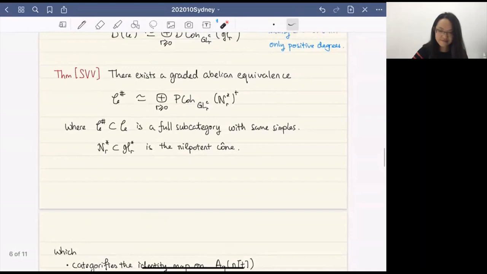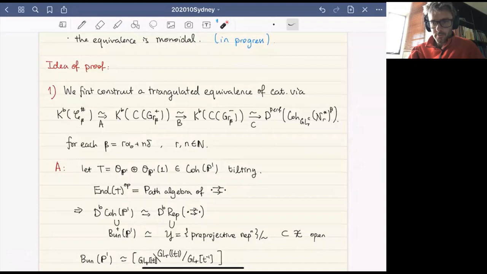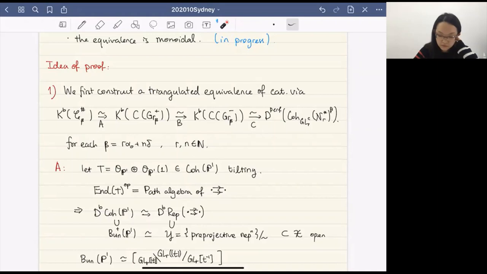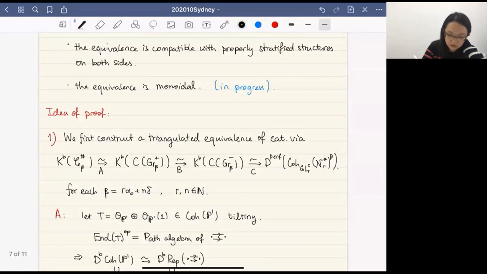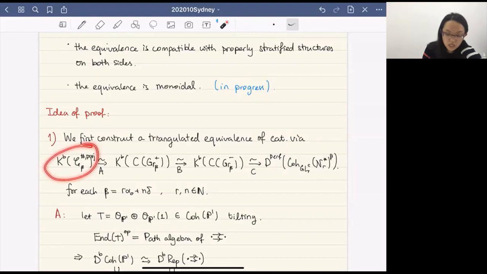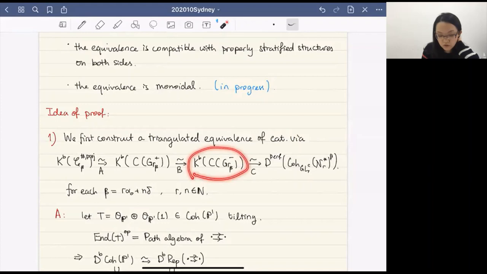Okay, maybe I'll just continue with the proof. Let me go through the main idea of the proof. We first construct an equivalence of triangulated categories, where on the left-hand side, we start with the homotopy category of projective modules of these quiver Hecke algebras. Then you pass to some homotopy category of semi-simple sheaves on a thick affine Grassmannian. Then we use some Radon transform to go to the usual affine Grassmannian. The last step is accomplished by using the derived Satake equivalence to go to coherent sheaves on the nilpotent cone. Let me say a few details about each of the steps.